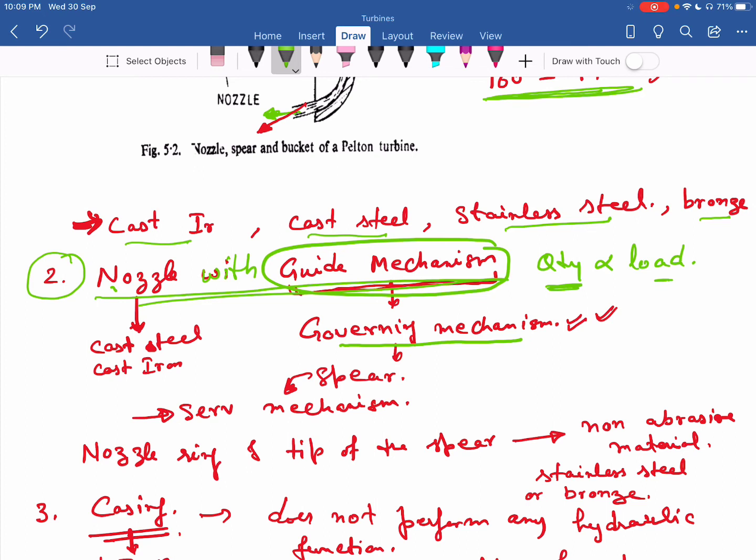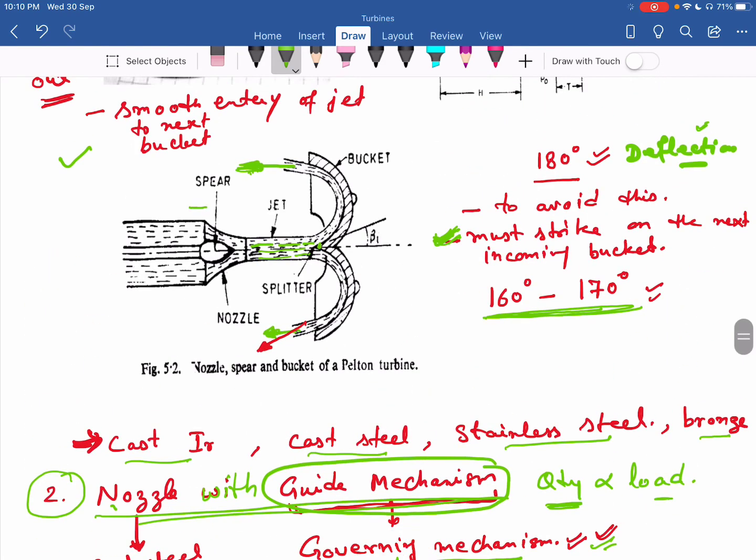So this governing or guide mechanism controls the discharge through the turbine with the help of a spear. Further, the movement of the spear is controlled by a servo mechanism. That is the complete governing mechanism. Now how does the spear control the discharge? You can see in this diagram, when the spear moves forward, the area of flow in the nozzle changes, and accordingly the discharge changes. When we move the spear in the forward direction, discharge decreases. When you move the spear in the backward direction, the area of flow increases, and therefore the discharge increases.